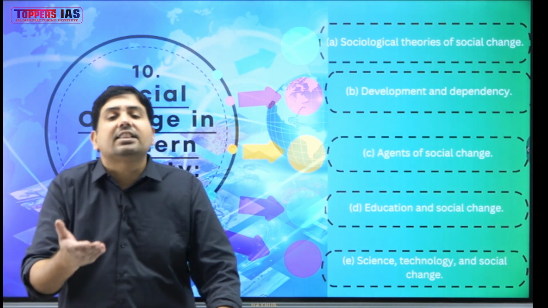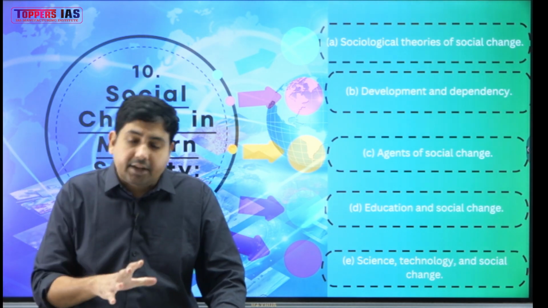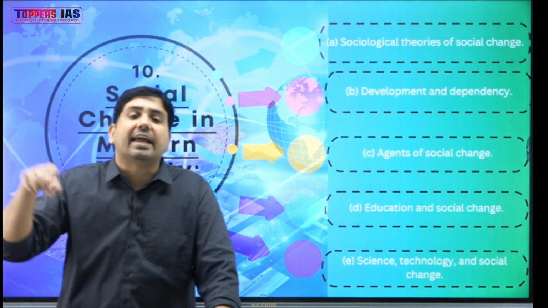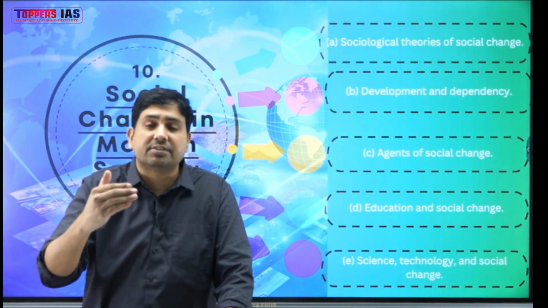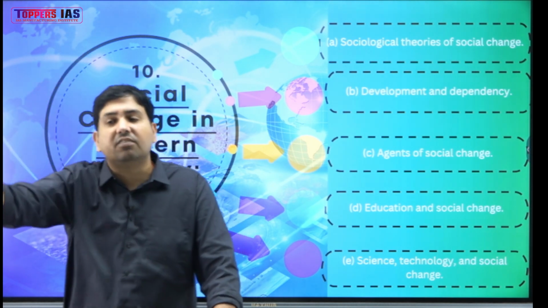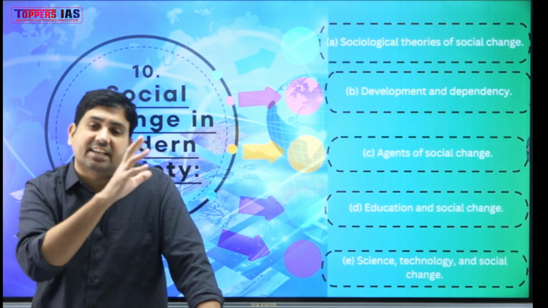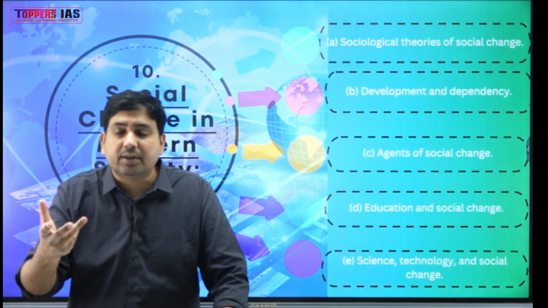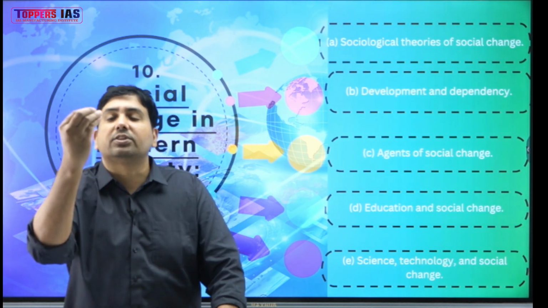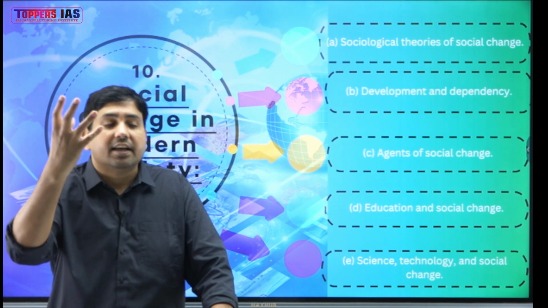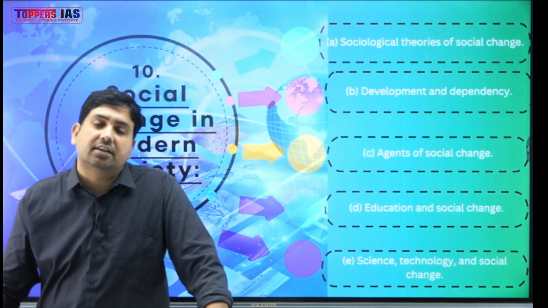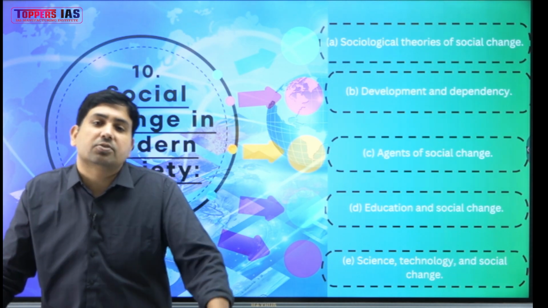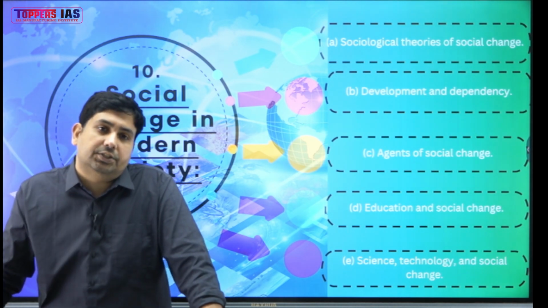Then there are cyclical theories of change, and the main idea in cyclical theory is that societies go through cycles of birth, rise, peak, decline, and fall, similar to seasons or the life cycle of an individual. What is the life cycle of an individual? First birth takes place, then growth, then maturity, then old age, and lastly death. Again birth, growth, and so on. So that is the cyclical theory of change.